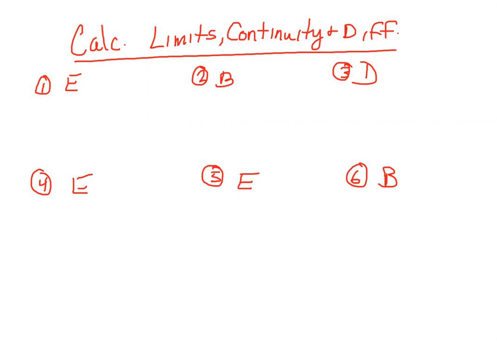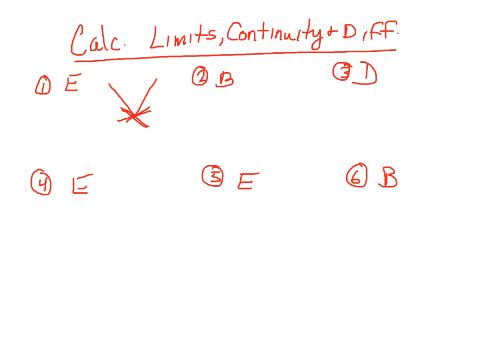For number 1, f of x equals 2 plus the absolute value of x minus 3. The derivative at x equals 3 is non-existent, because remember, absolute value is a V, and x equals 3 is the point of the V. Sharp points don't have derivatives because there's lots of tangent lines that can go through there.